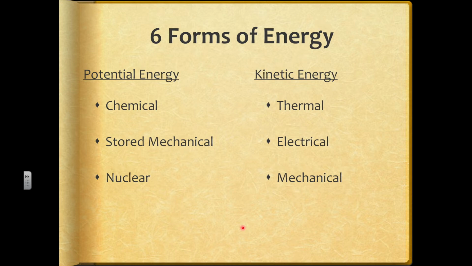So for potential energy, we have chemical energy, stored mechanical energy, which would be like a rubber band, and then nuclear energy, which is the energy that is locked in the actual nucleus. That is the strongest force in the entire universe. And the energy holding those protons together, remember, those protons are all positively charged. They hate each other. They don't want to be next to each other, but they still are because they're held together by that nuclear energy. Now, the kinetic energy is thermal energy, electrical energy, mechanical energy. You probably heard of those before.